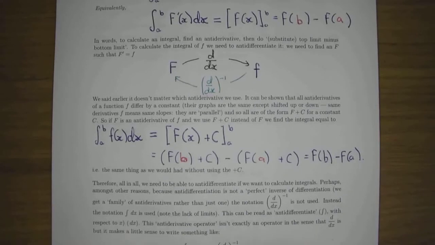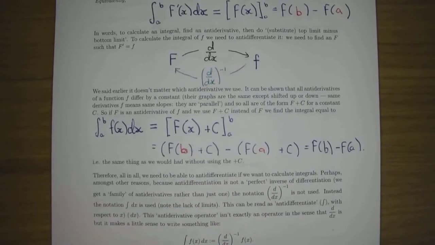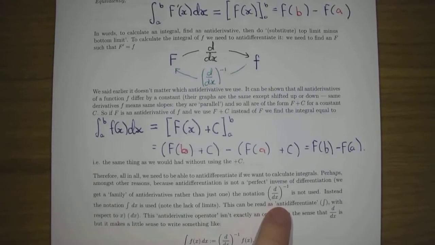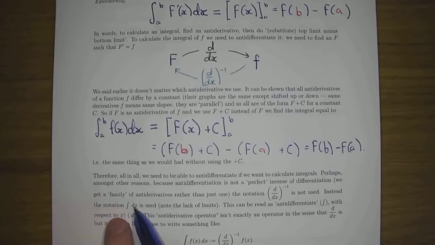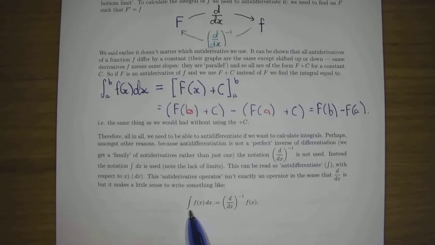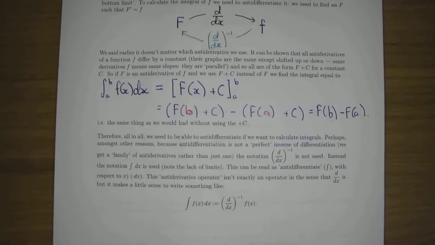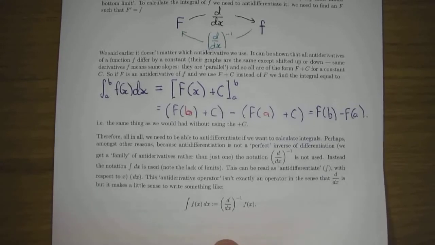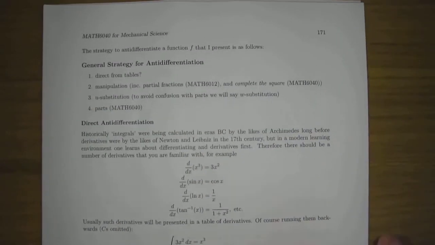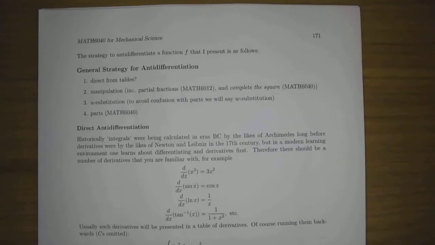Okay. Therefore, all in all, we need to be able to anti-differentiate if we want to calculate integrals. Perhaps amongst other reasons, because it's not a perfect inverse, there's a load of antiderivatives. You don't use this notation. Instead, this notation. So this is the notation for antiderivative. You say anti-differentiate with respect to x. It's not exactly an operator, but it makes a little bit of sense to say that anti-differentiate with respect to x is anti-differentiate. It's the way to conceptually think about it. So if we want to calculate integrals, what we have to be able to do is anti-differentiate.